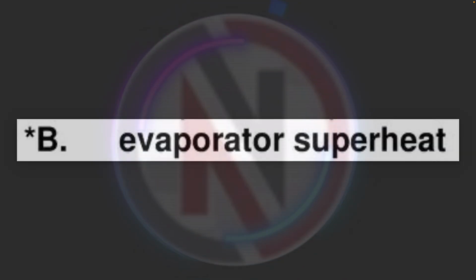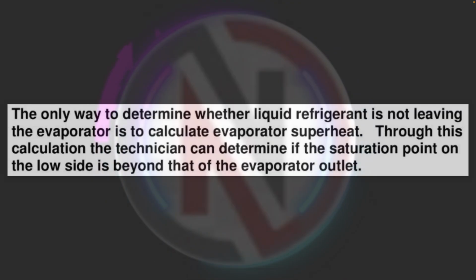B. Evaporator superheat. The only way to determine whether liquid refrigerant is not leaving the evaporator is to calculate evaporator superheat. Through this calculation, the technician can determine if the saturation point on the low side is beyond that of the evaporator outlet.